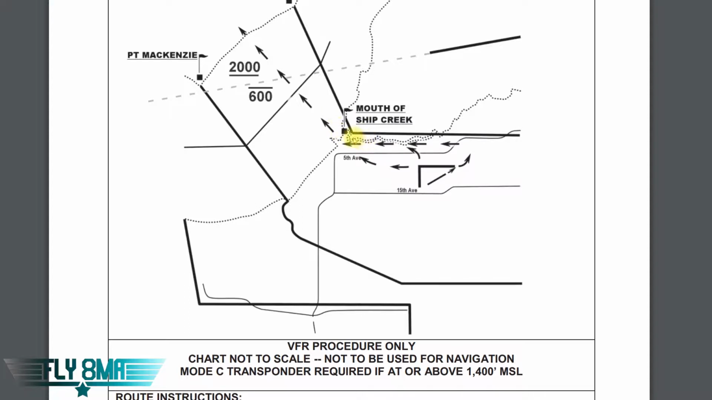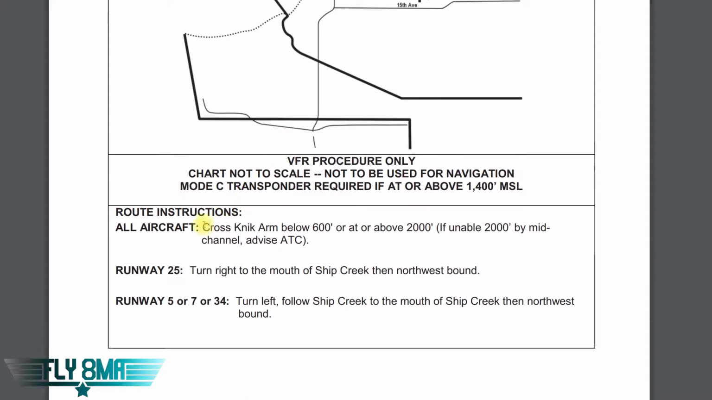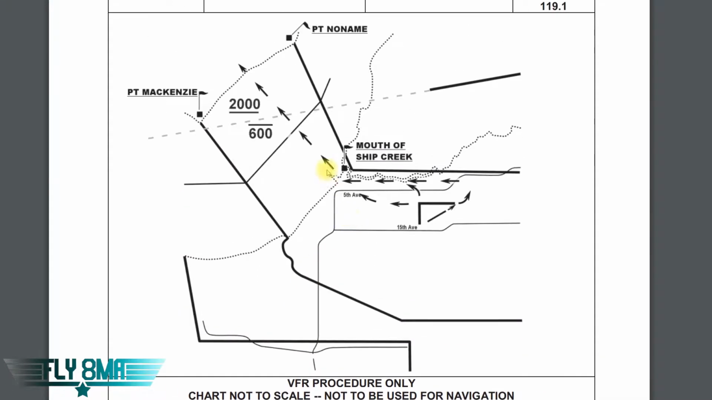So we want to stay just to the south there, find the mouth of Ship Creek, and then go ahead and cross the Knik Arm either at or below 600 feet, or at or above 2,000 feet. We can see here all aircraft cross Knik Arm below 600 or at or above 2,000 feet, and if unable 2,000 feet by mid-channel, advise ATC. The reason that they don't want you between 600 and 2,000 is they have arrivals for Elmendorf coming through here that are going to be coming in maybe at 1,200 to 1,500 feet, so they're trying to keep you clear of those heavy arrivals.